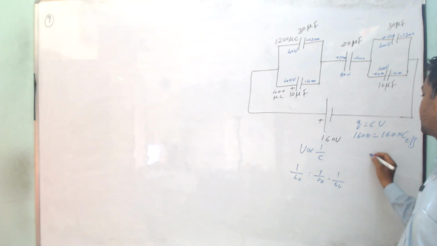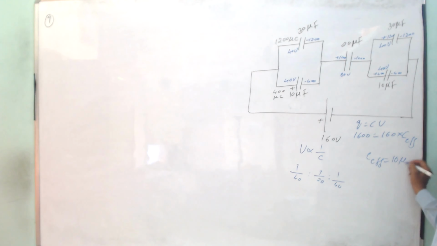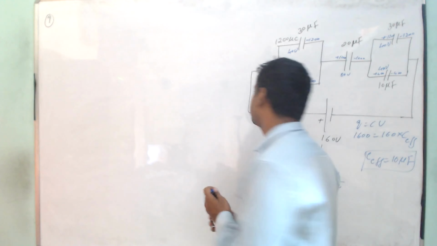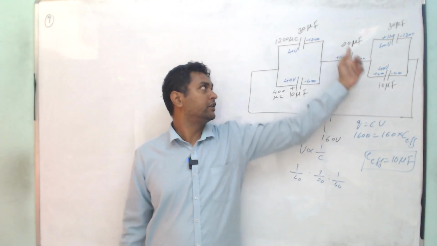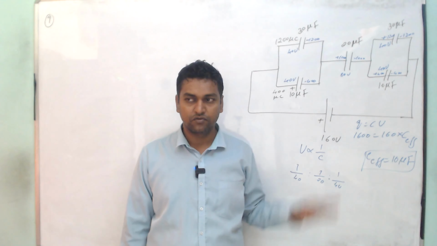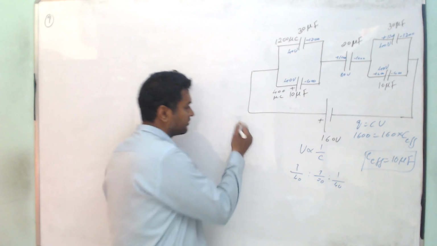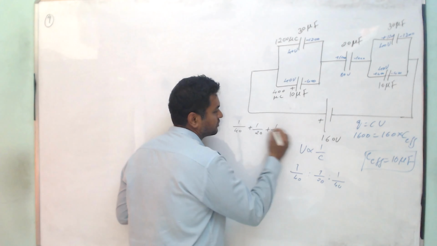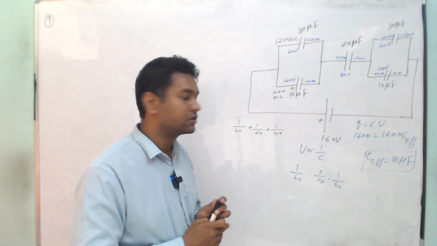What is C effective? 10 microfarad. Yes, sir. I might be wrong. 40, 20, 40 in series. So in exam what I will write is: 1 by 40 plus 1 by 20 plus 1 by 40. Just for my assurance. Whenever reciprocal is there, it's better I write it, otherwise I'll get confused.